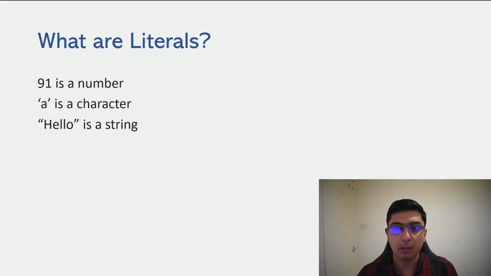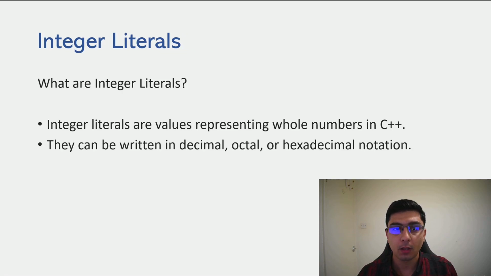Imagine you have a value that is so obvious it speaks for itself, like the number 91, or the character A, or the string hello. Well, in programming, that's called a literal. Every literal has a type, and its form and value determine that type. Integer literals are values that represent whole numbers in C++. They are pretty straightforward to use and come in three different notations.